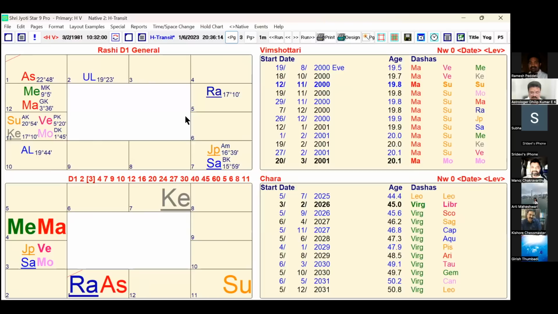BPHS Volume 2 says sorrow, physical distress, loss of wealth, danger, distress to wife and children and so on. But what is relevant here is only the sorrow part and the physical distress part.